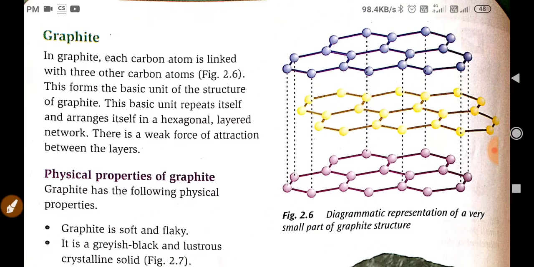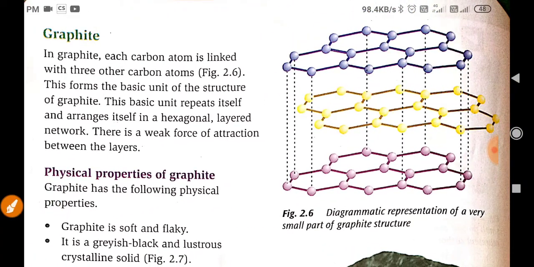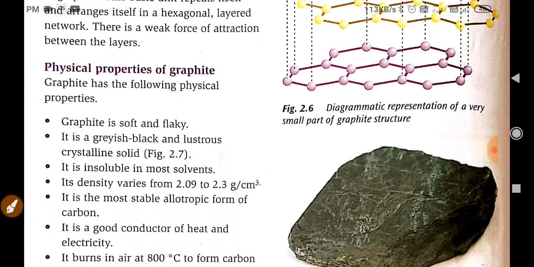If you see the diagrammatic representation of a very small part of the graphite structure, you can see here that each carbon atom is linked with three other carbon atoms. If it is one, two, three, it is attached with other three, like this.